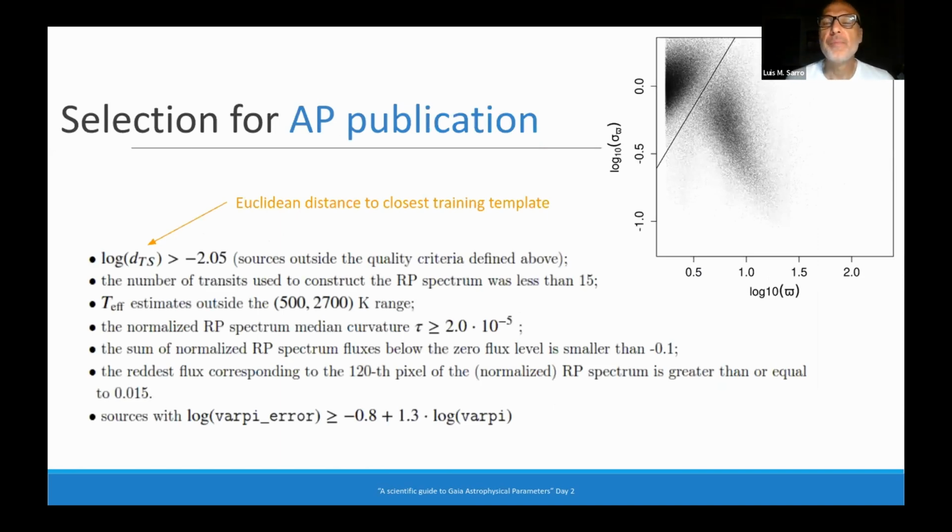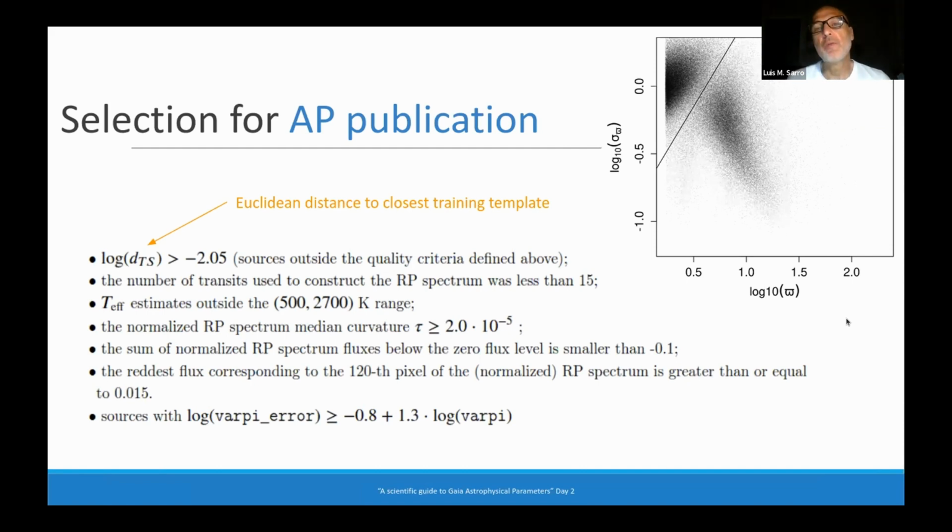Then, as you know, in DR3, not all RP spectra are published. There were some decisions taken as to what RP spectra were published. And in ESP-UCD, we suggested to be somehow liberal. There are RP spectra of UCDs published that do not match the quality criteria of the rest of DR3.